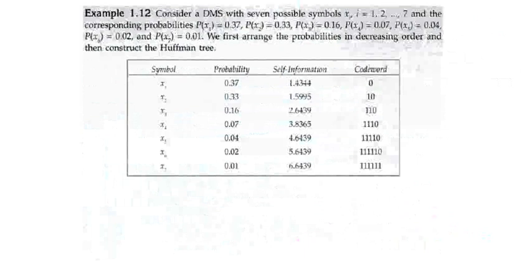In Huffman coding, first we need to arrange the source symbols in decreasing order of their probabilities. Of course, for the given example these probabilities are already in decreasing order, but if they are not, we should arrange all the symbols in decreasing probability order. So, 0.37, 0.33, 0.16, 0.07, 0.04, 0.02, 0.01.